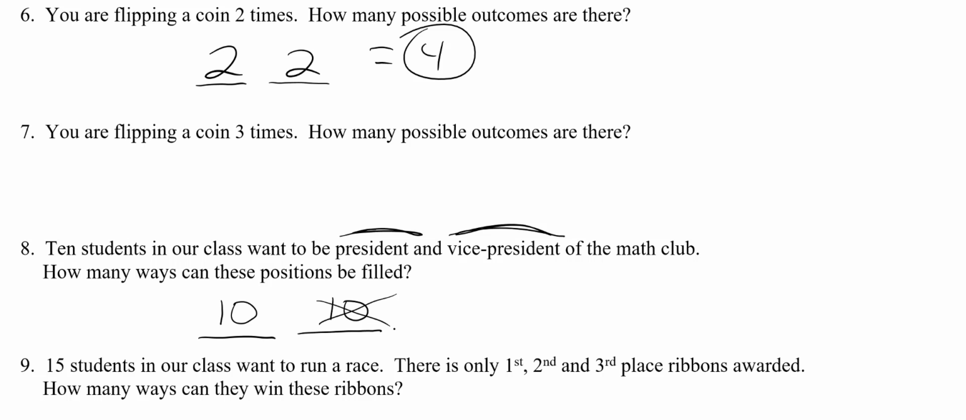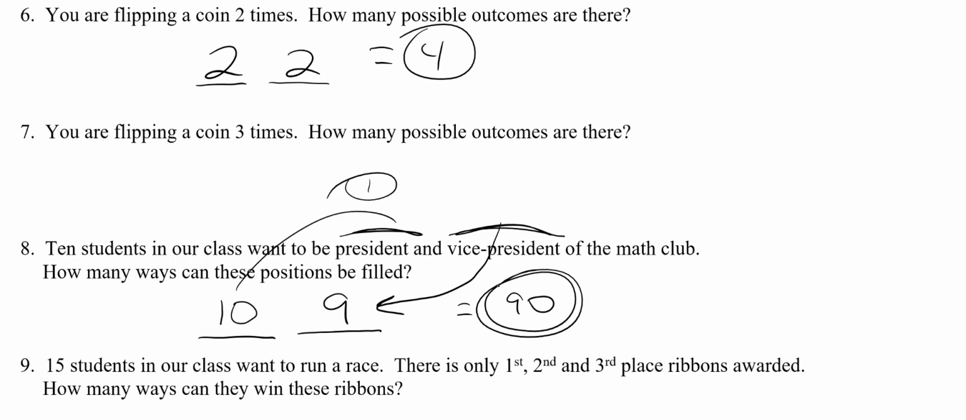And the reason it's not the correct answer is because if you pick somebody for president, how many people do you have left to pick? I don't have 10. A person can't be president and vice president at the same time. So you actually have 10 times 9. This is super important, guys. You had 10 students, and one of them is going to be president, and now you have 9 left. So then you multiply those out and you get 90. And that's your answer to that problem.